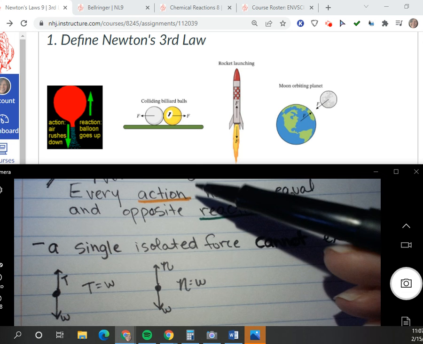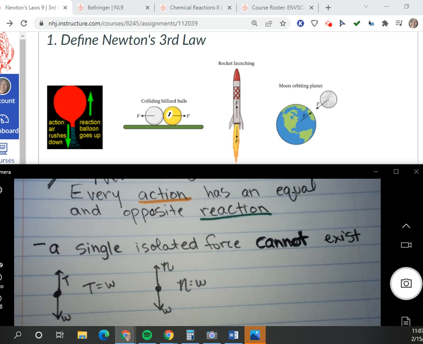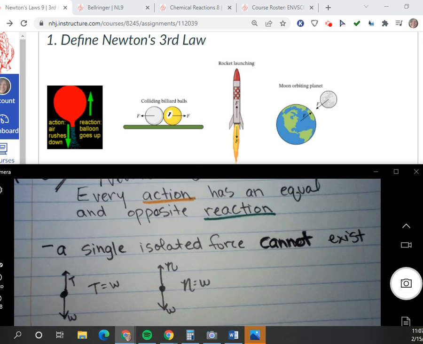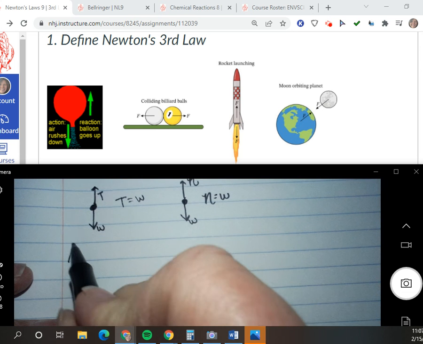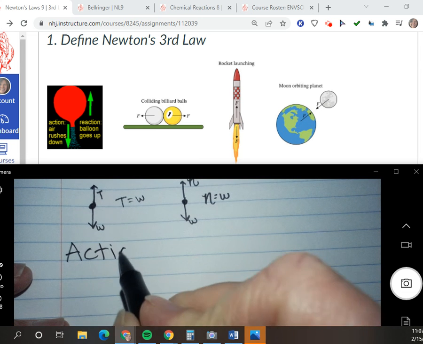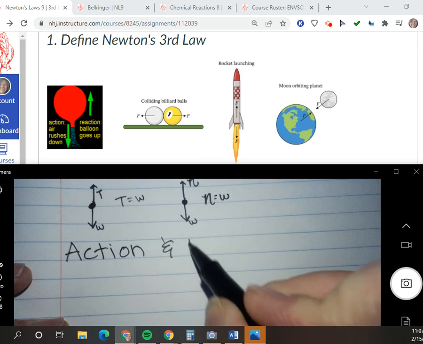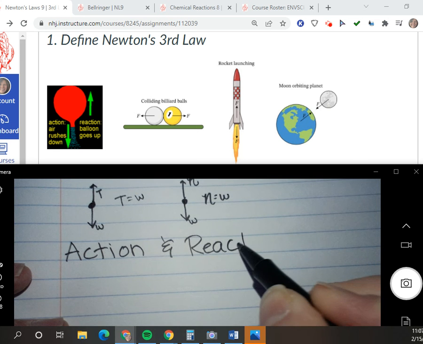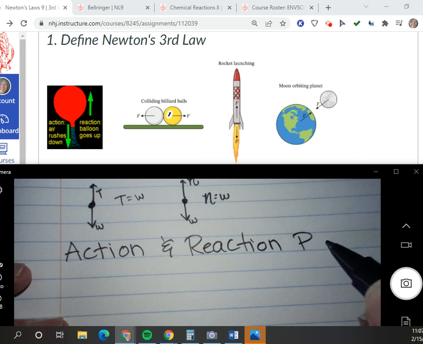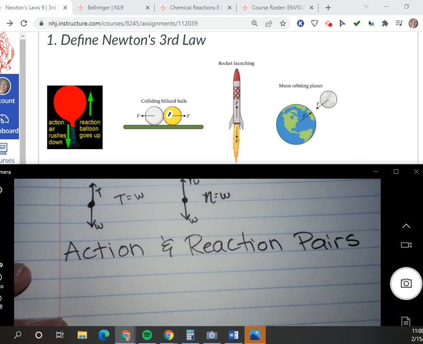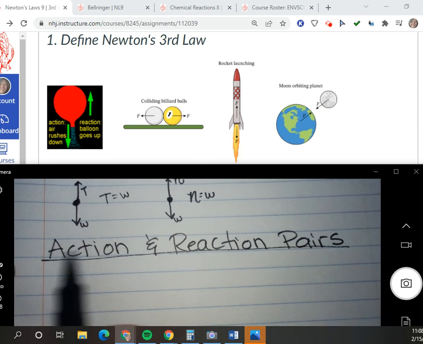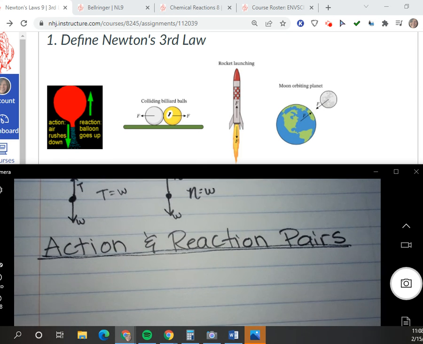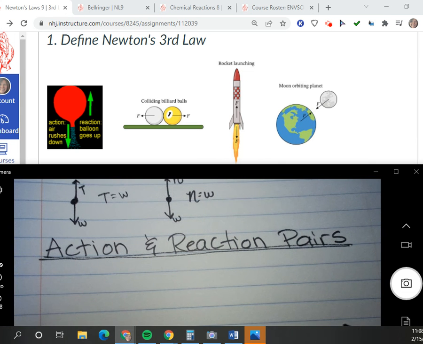So let's talk about these two parts, these action and reaction pairs. And that's what you're going to really be asked to do later. Action and reaction pairs. There's three things that have to be met in order for them to be an action and reaction pair.